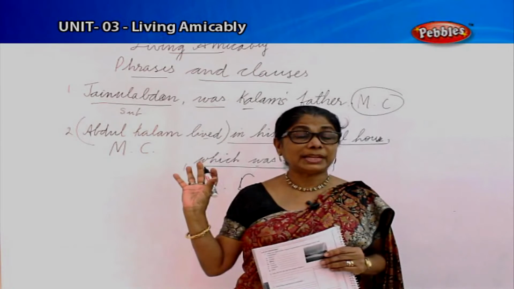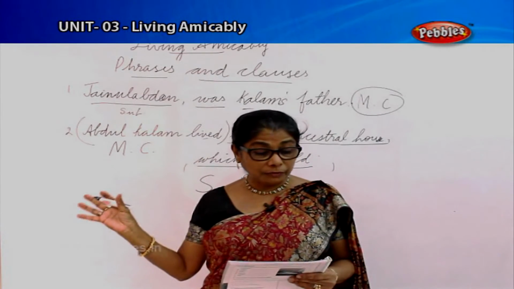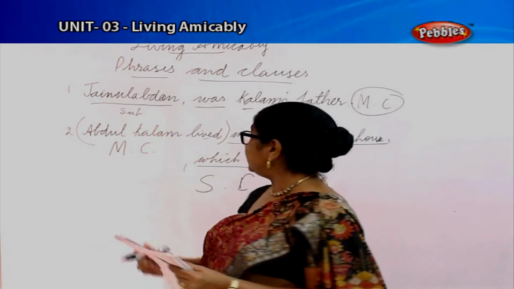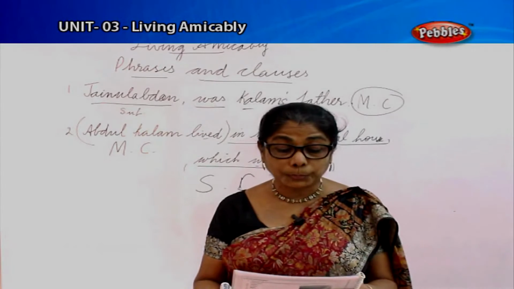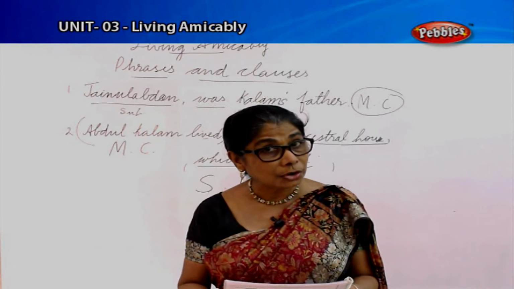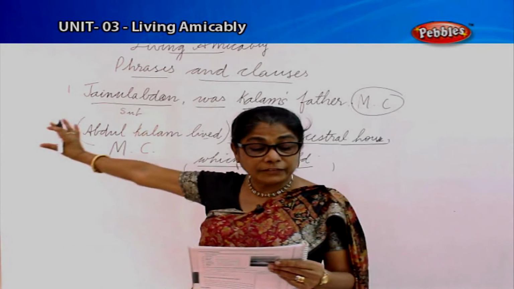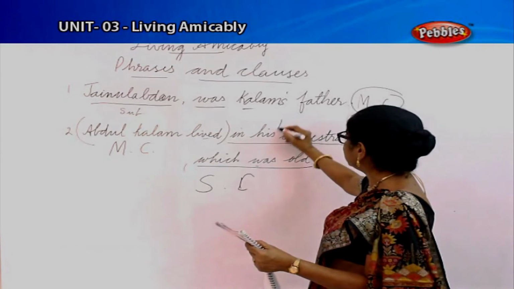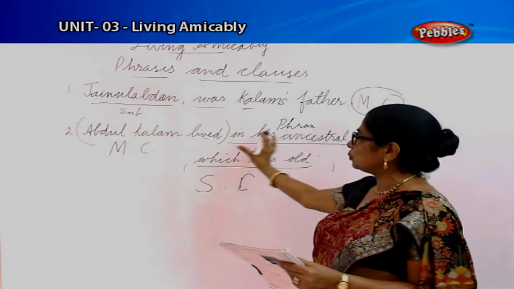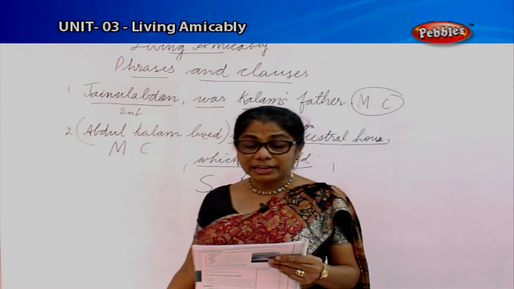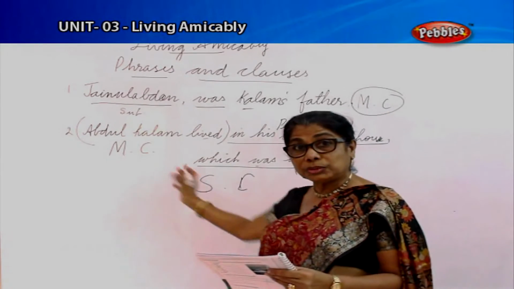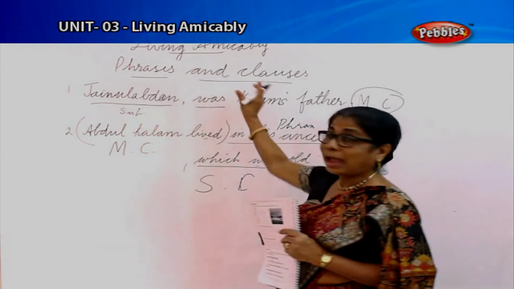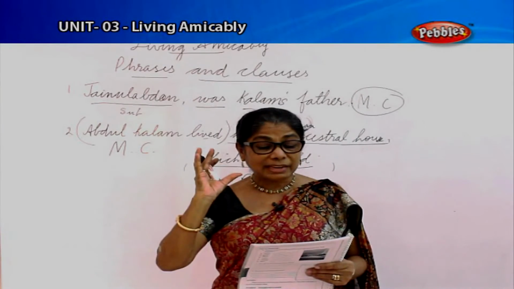Abdul Kalam lived. That's a main clause. Why? It has meaning of its own. It's got a complete thought. Now, in his ancestral home does not have a subject or verb, but adds to the meaning of the first part. This is the phrase. So we have the main clause and we have the phrase. Then finally, which was old adds to the meaning of the first part, so it is a subordinate clause. You understood? We need to understand the sentence to pick out the phrases and the clauses. What should the clause have? It must make complete sense.